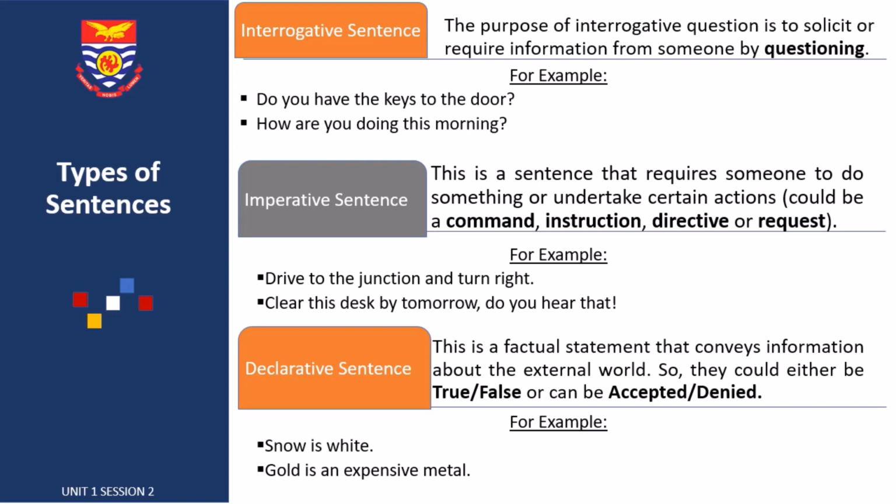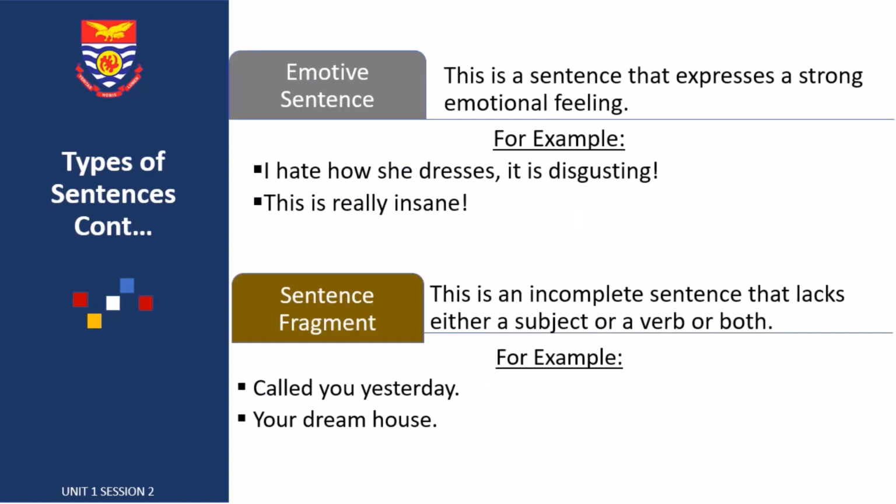Declarative statements convey information about the external world. So they can be accepted as true or false, accepted or denied. Snow is white, gold is an expensive metal. So these assertions can be tested as either true or false.